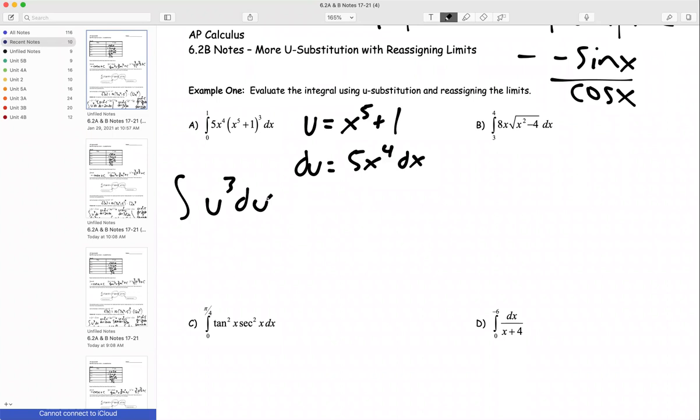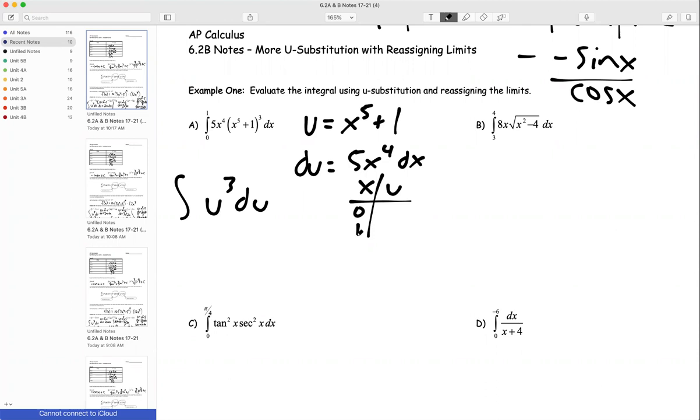except this time I have bounds, whereas on day one, we didn't do any of them with bounds. And so if I switch to u's, I must also switch my bounds. I've got to get u bounds. Okay, so I've got x and I've got u. My x is 0 and 1. And I have an expression for u. U is equal to x to the fifth plus 1.